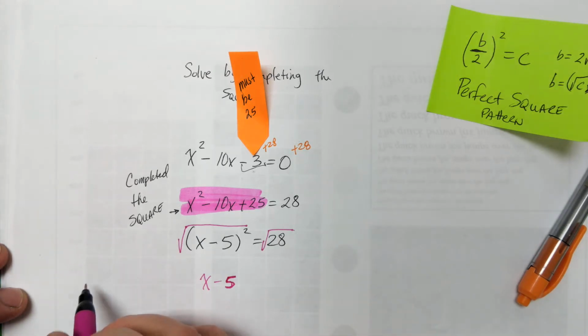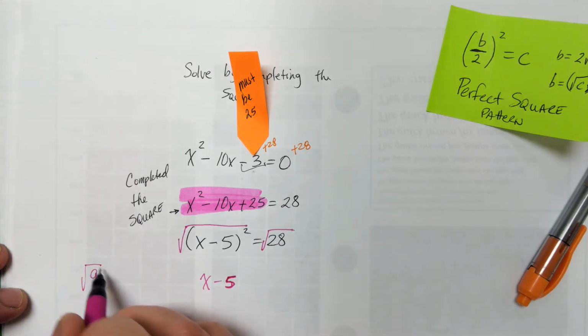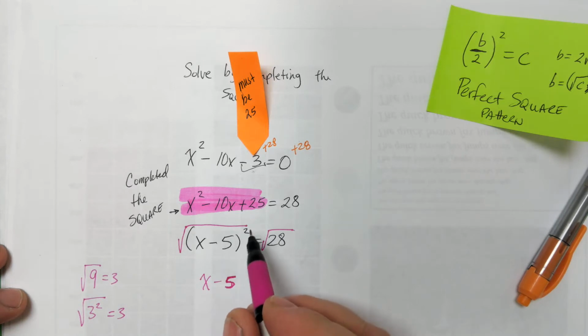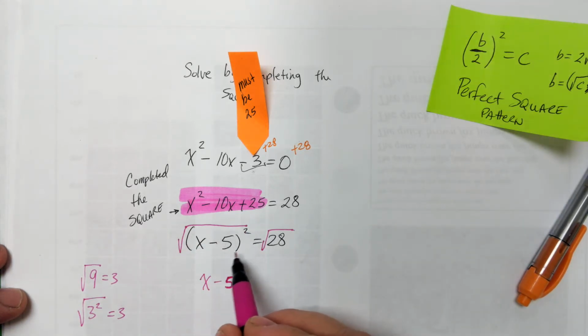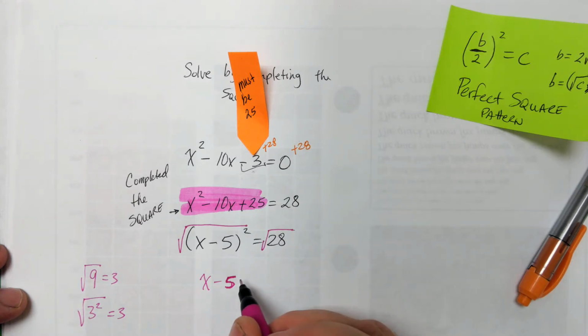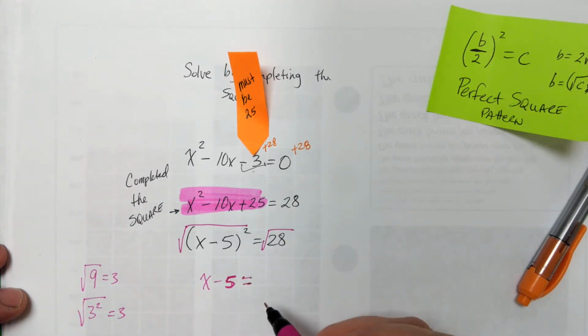Ready? If you took the square root of 9, wouldn't that equal 3? Yeah, because 3 squared is 9. So if you took the square root of 3 squared, that's just equal to 3. When you take the square root of a squared number, you're just left with the thing that was squared. I misspoke a minute ago. So when I take the square root of this thing squared, you're just left with this thing. Good? And then that equals the square root of 28.